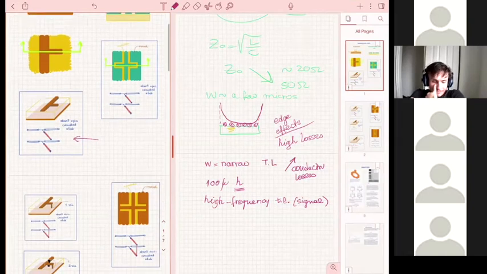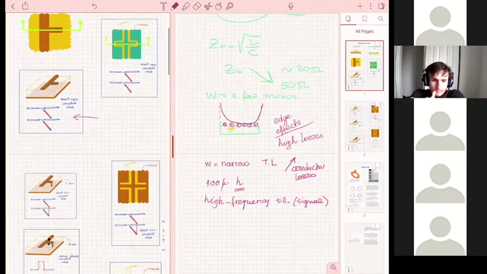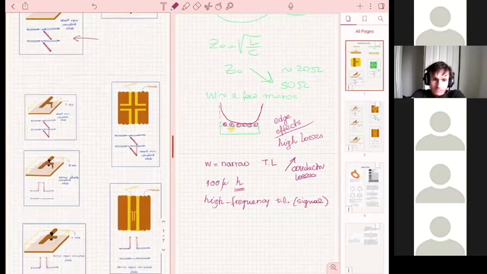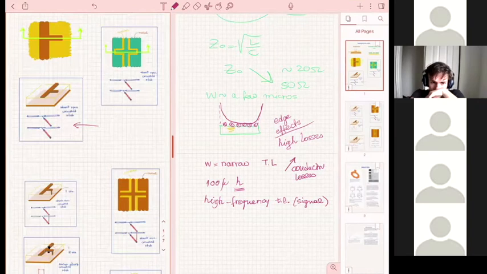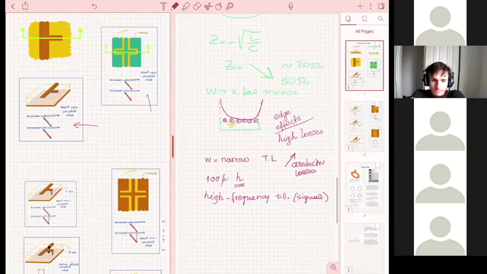Now in coplanar waveguide, it's easier to do this one. So you can do both open or short. See, that's one of the advantages of the coplanar waveguide. And open is here. You see a shunt? Open stub.